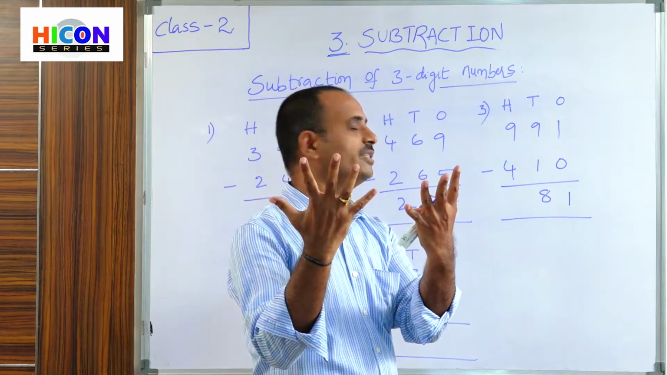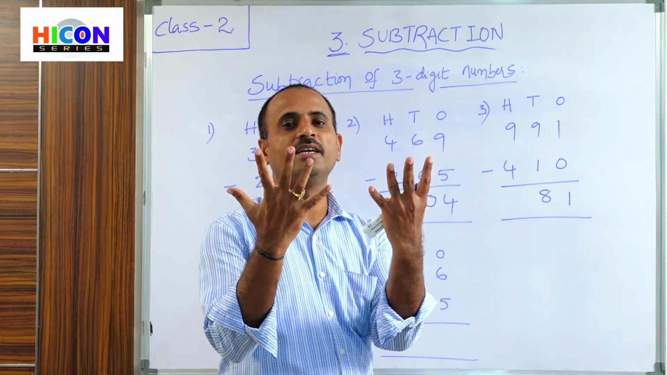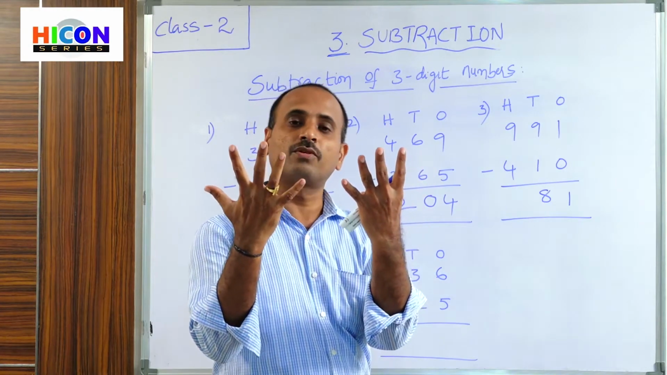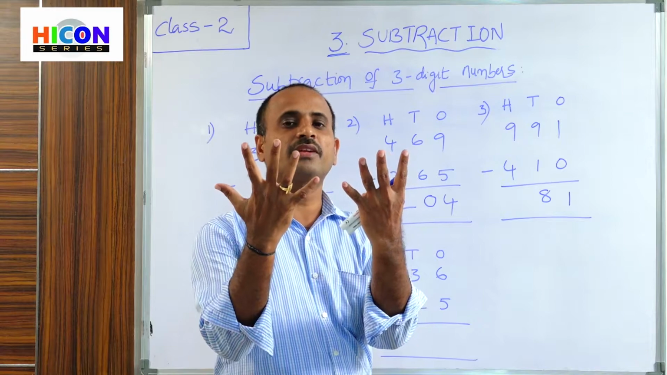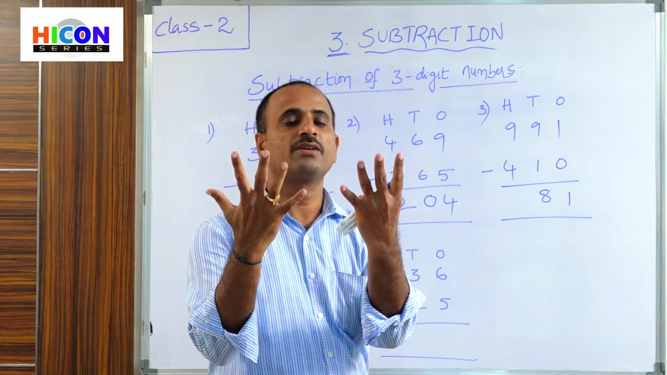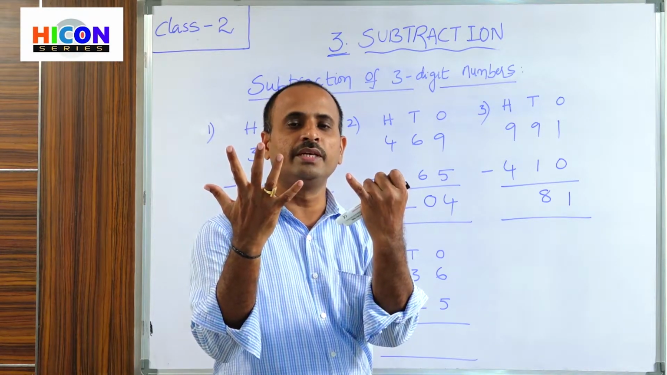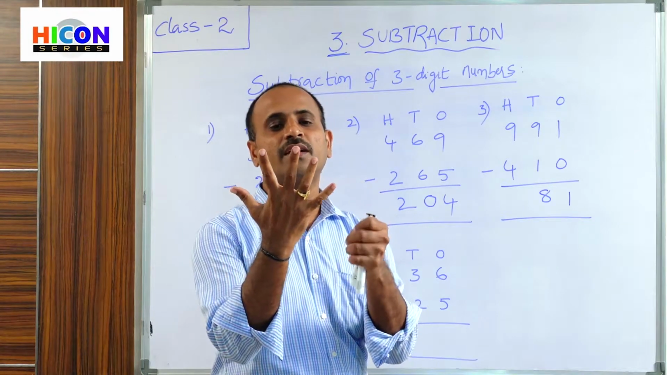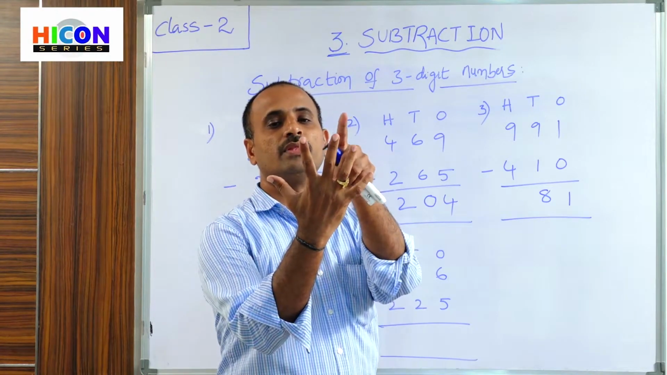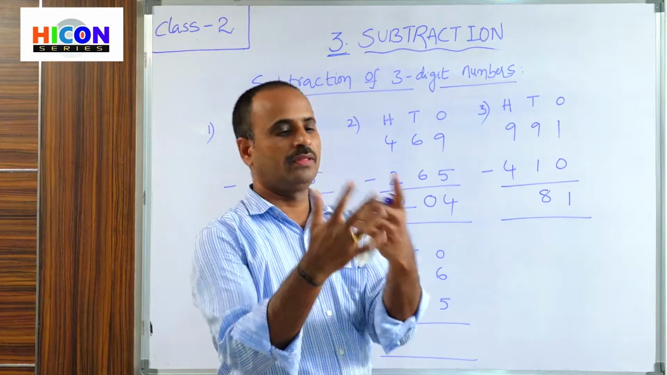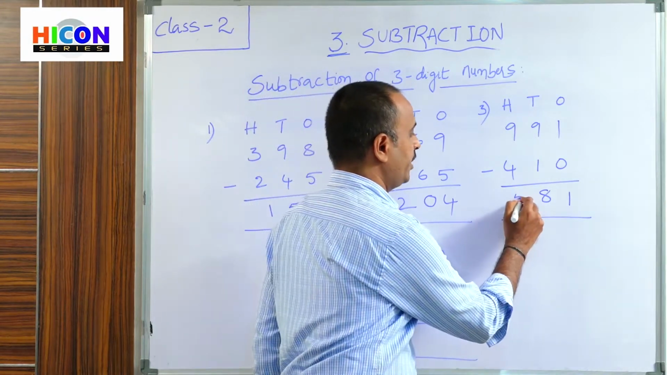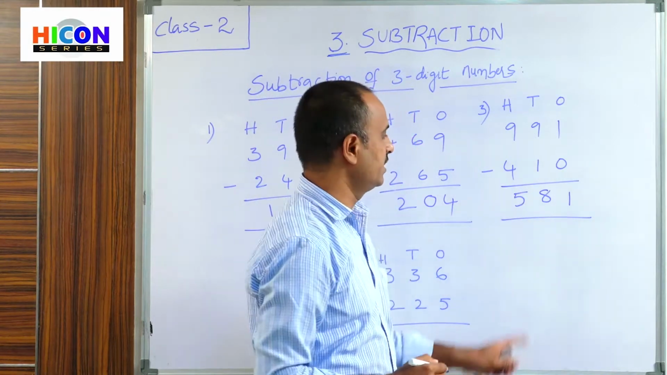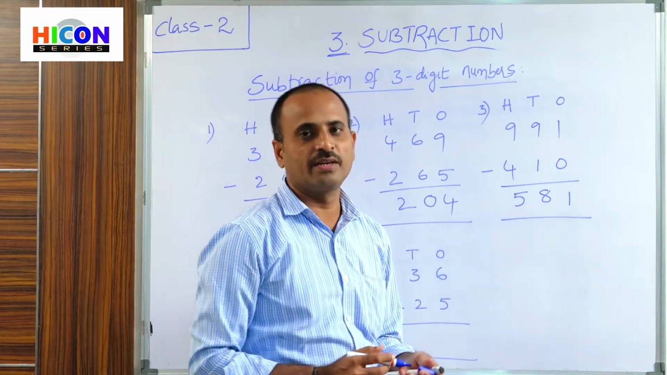What is the second digit in the hundreds place? 4 is the second digit present in the hundreds place. So close 4 fingers in these 9 fingers. 1, 2, 3, 4. How many fingers are left? 1, 2, 3, 4, 5. The answer is 5. So write 5 under hundreds place. So the answer is 581.